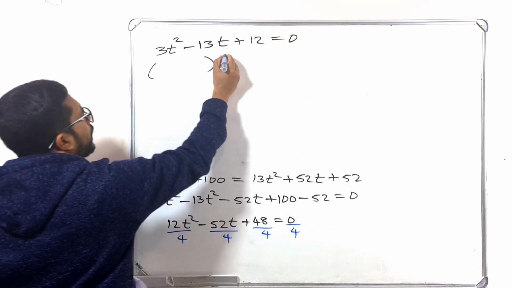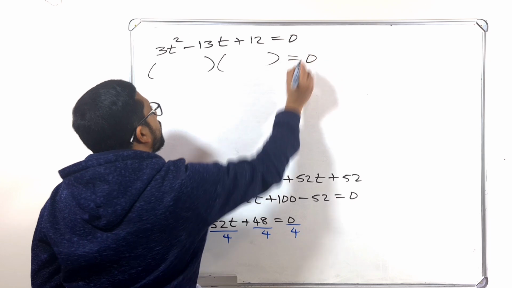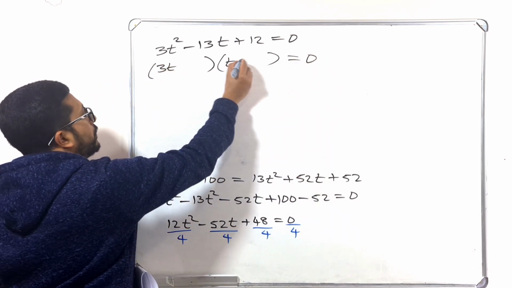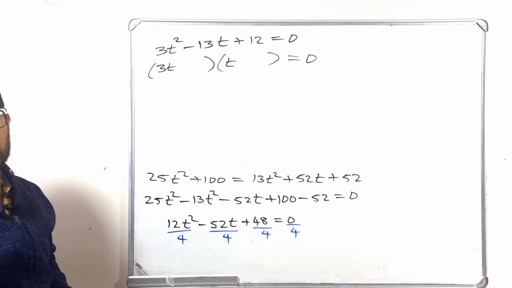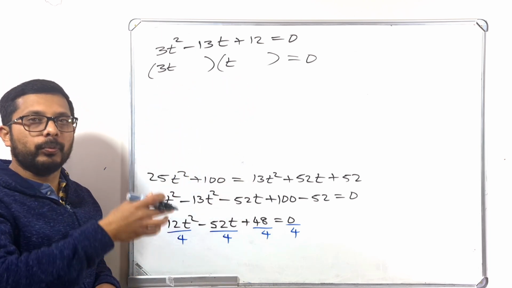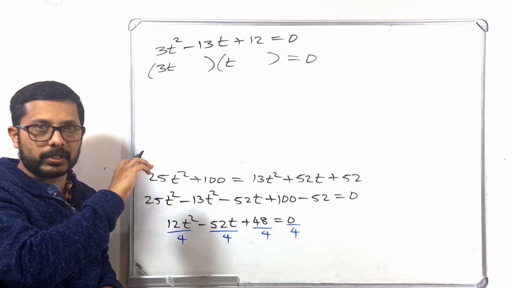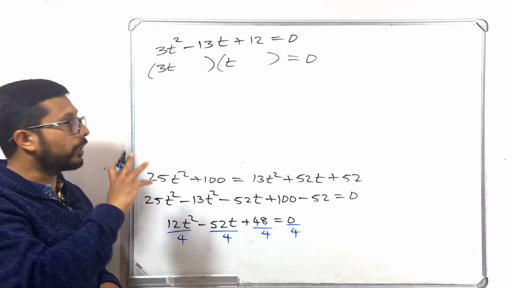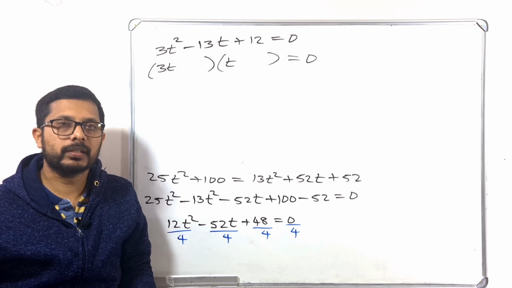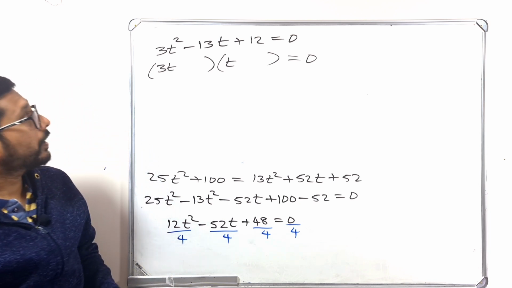Now we have to factorize this one. So what are the factors? 3t and t. You have to factorize that one. Guys, those who don't know how to factorize this one, you must watch the algebra section, algebra videos. There I clearly explained different methods to factorize this one. Okay, so what are the factors, guys?